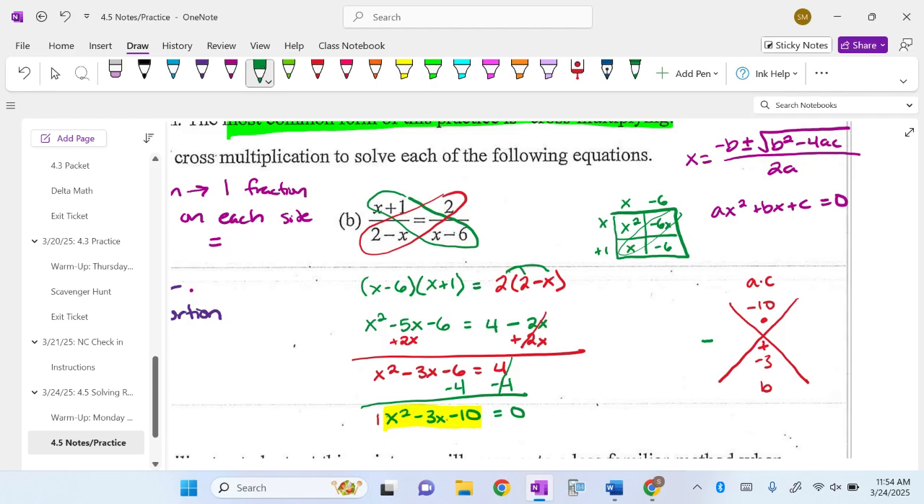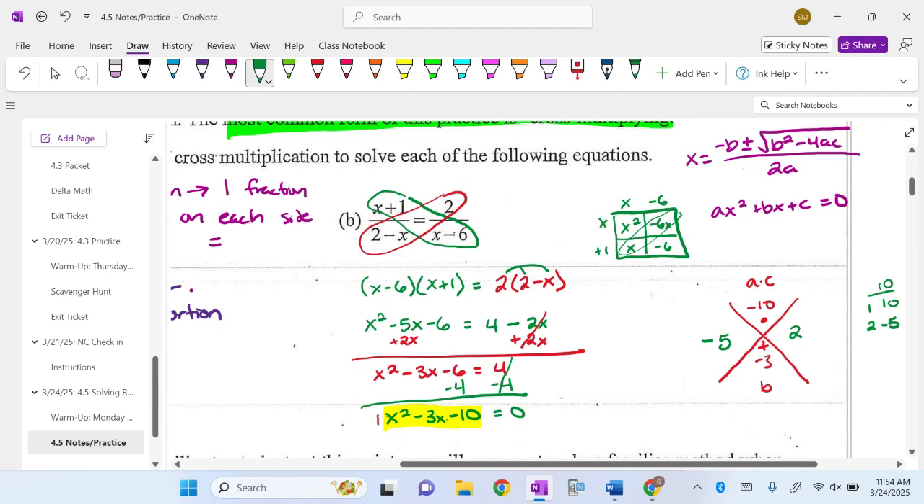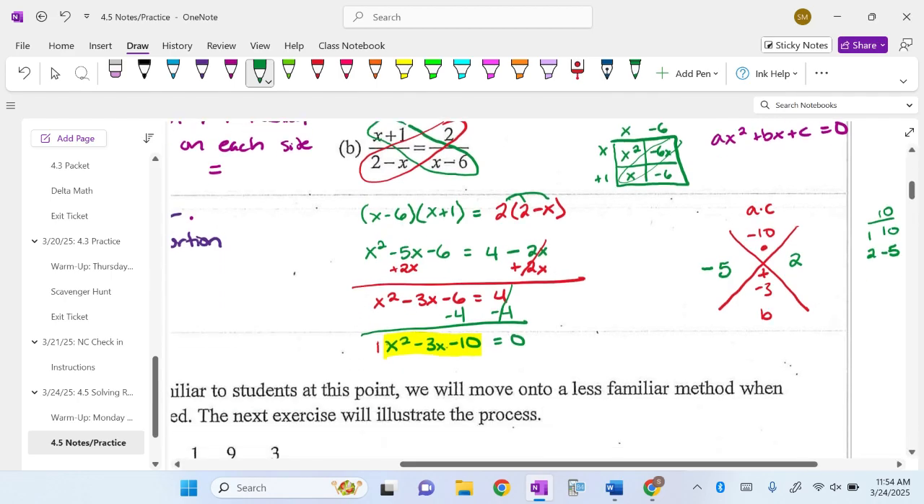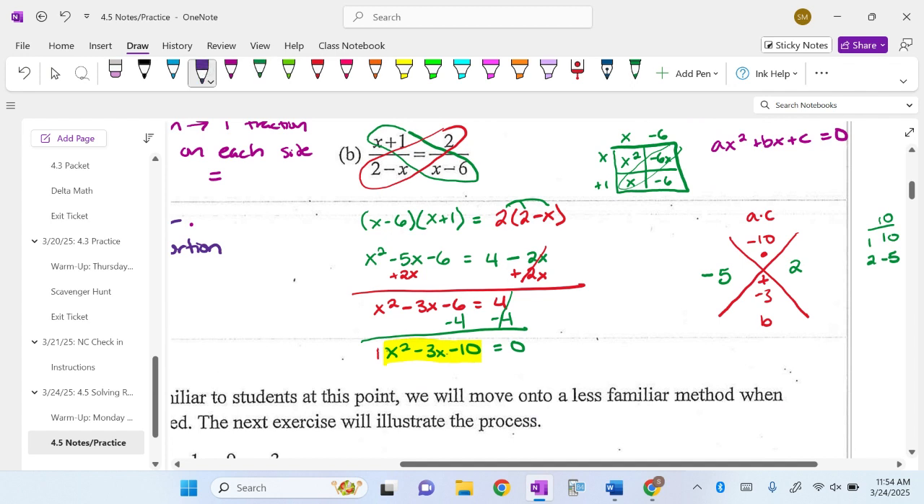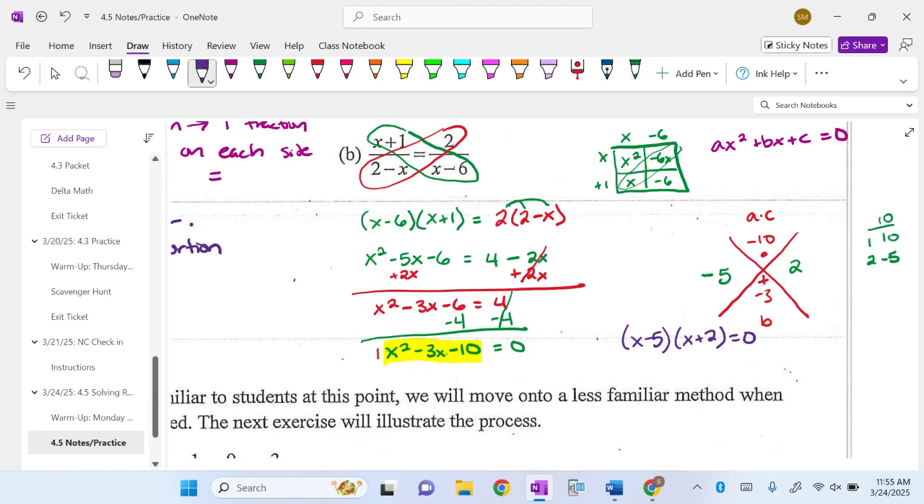So let's list some factors of negative 10, or just 10 in this case. What are some factors of 10? 1 and 10, 2 and 5. Which one could potentially add to negative 3 if it was negative? Right, negative 5 and positive 2. So this would be negative 5. This would be positive 2. And then since I have these two factors and my A value is 1, I can just write out my factors as x minus 5 times x plus 2 is equal to 0. And the only reason I can do that is because my A value of my original quadratic is 1.